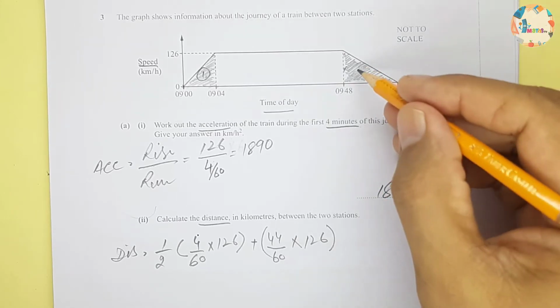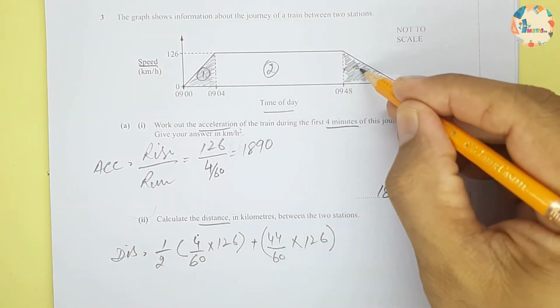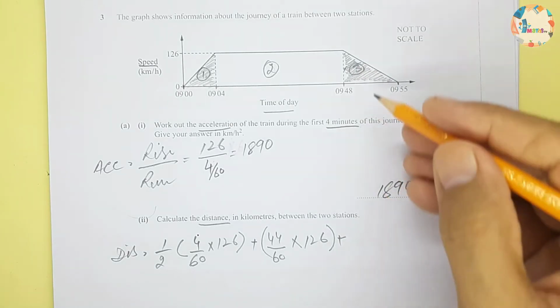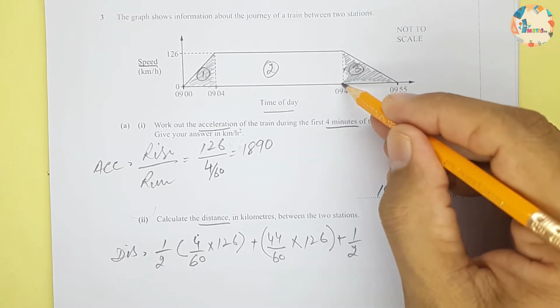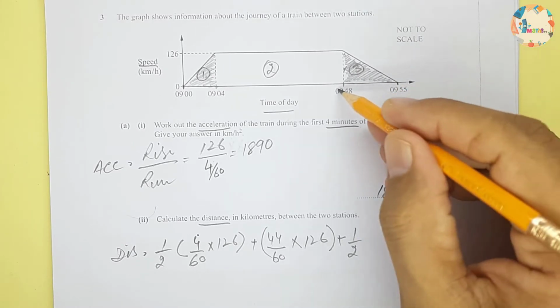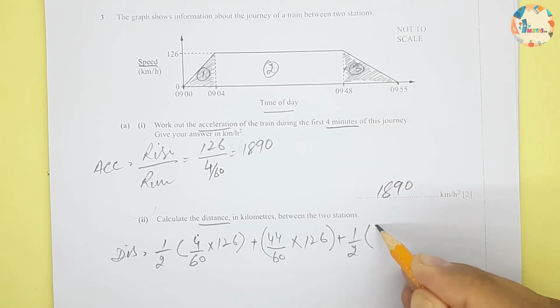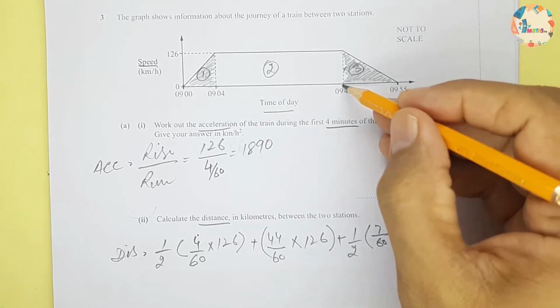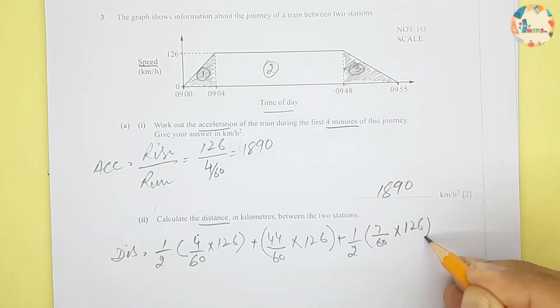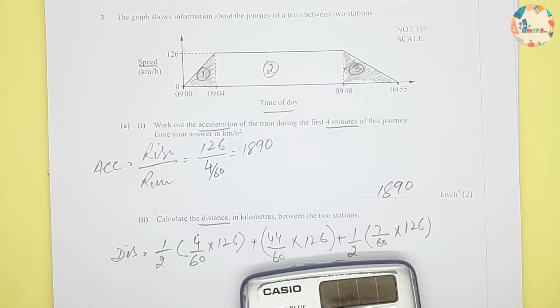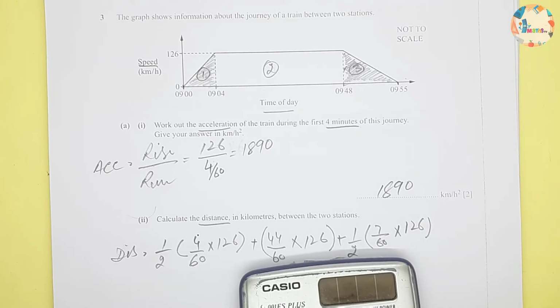And for this triangle, this is basically shape 2 and this is shape 3. For shape 3 we will be adding area, which is 1 by 2 into base. Base will be 48, 2 minutes will be 50 and 55, so 7 minutes this side. So 7 divided by 60, because these are minutes, and height is 126. We will calculate this length here: 1 divided by 2 and multiply by 4 divided by 60 into 126.